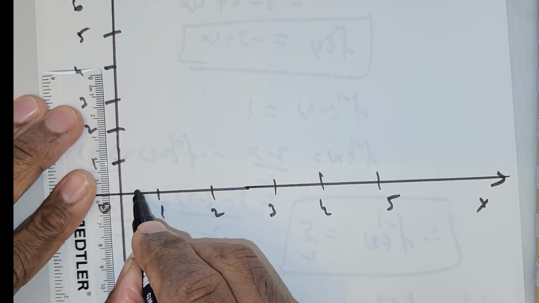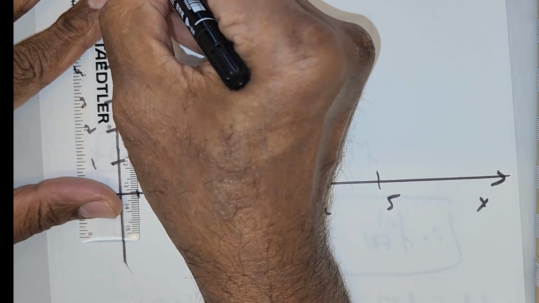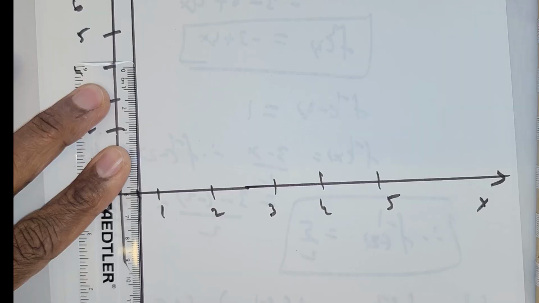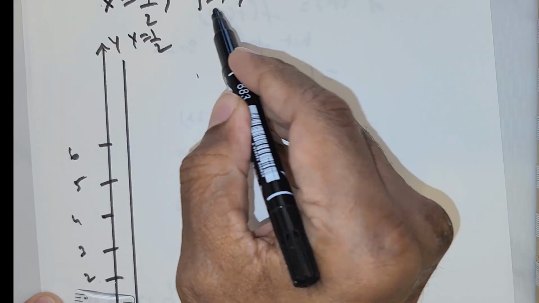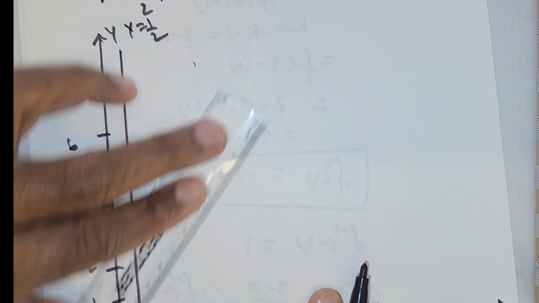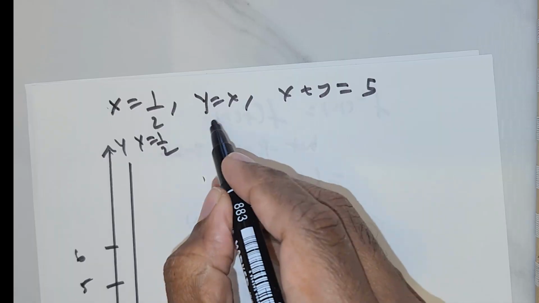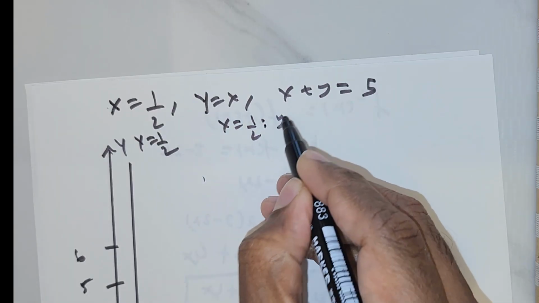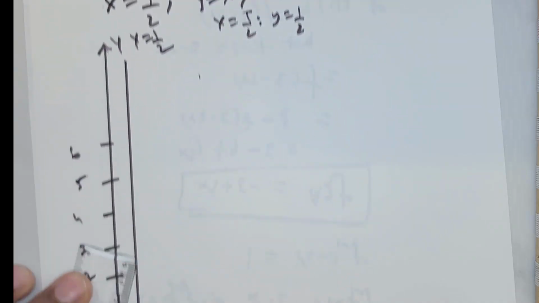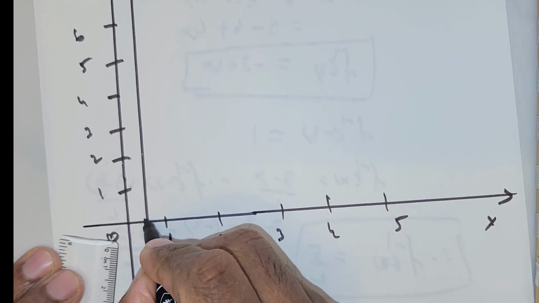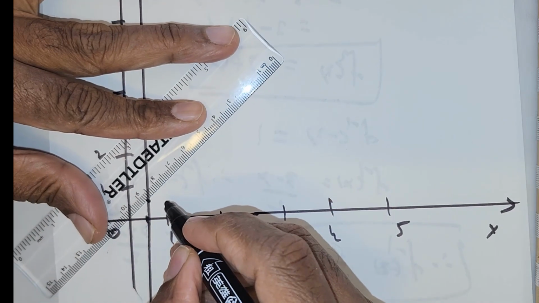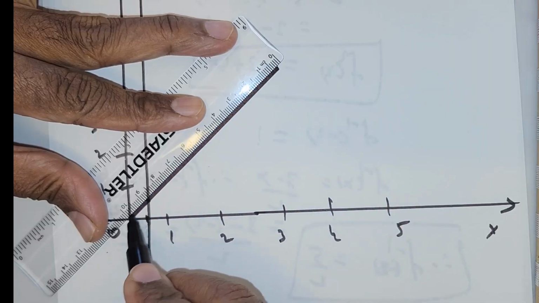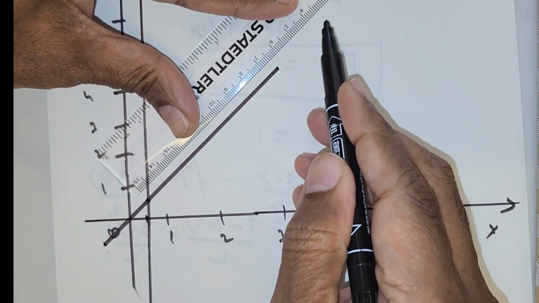Now x is equal to 1 over 2 is this point, 0.5. So you draw this line. This line is x is equal to 1 over 2. Now y is equal to x, it passes through the origin. Now when x is equal to 1 over 2, y will also be equal to 1 over 2 for this line y is equal to x. So when x is 1 over 2, y will also be 1 over 2, right? So this is the line. This is how the line will move.